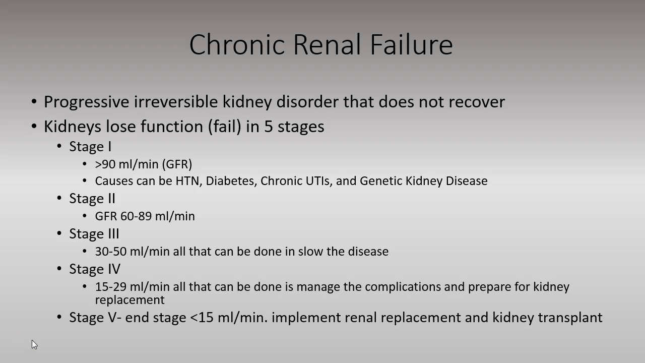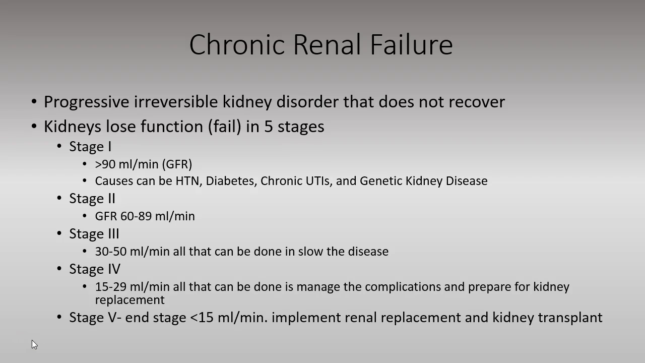All right, so the next one is going to be renal failure, chronic renal failure. So this is a progressive, irreversible kidney disorder that does not recover. I want you to know these five stages of the kidney's loss of function or failure. So stage 1 is that you at least still have a glomerular filtration rate of 90. The cause can be hypertension, diabetes, chronic UTIs, or genetic kidney disease. Basically, your kidneys are still functioning, but the secondary issues are what's causing the kidney problems.